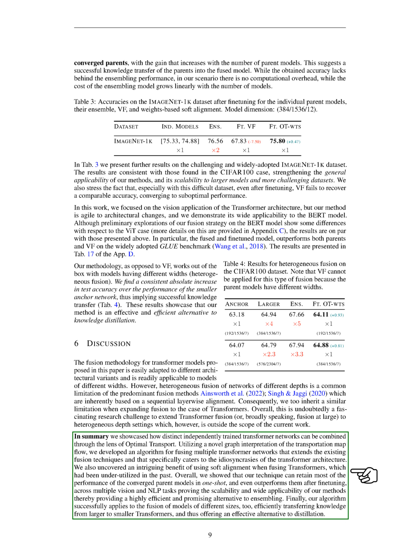In conclusion, we've demonstrated how separate independently trained transformer networks can be combined using optimal transport. We developed a novel algorithm for fusing multiple transformer networks that extends existing fusion techniques and caters specifically to the unique characteristics of the transformer architecture. We also discovered the benefits of using soft alignment when fusing transformers, a technique that has been underutilized in the past. Our technique retains most of the performance of the parent models in one shot and even outperforms them after fine-tuning, across multiple vision and NLP tasks.